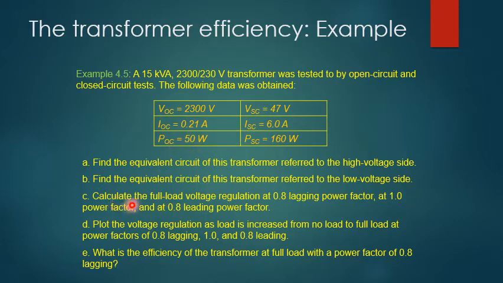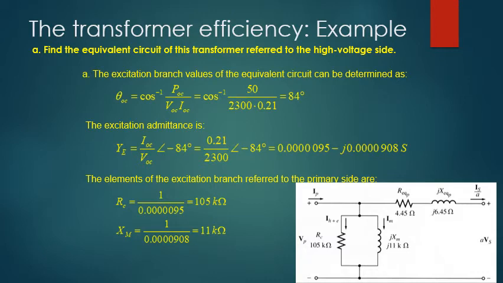Then in part C, we are required to calculate the full load voltage regulation at 0.8 lagging power factor, unity power factor, and 0.8 leading power factor, as we saw in the phasor diagrams on the previous slides. Then they want us to plot the voltage regulation as load is increased from no load to full load at power factors of 0.8 lagging, 1 and 0.8 leading. And finally, what is the efficiency of the transformer with the power factor of 0.8 lagging? We just revisited the efficiency in the previous slides. Let's proceed with the solution of this particular example.